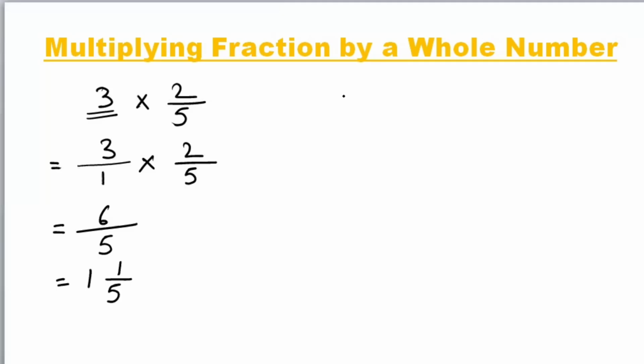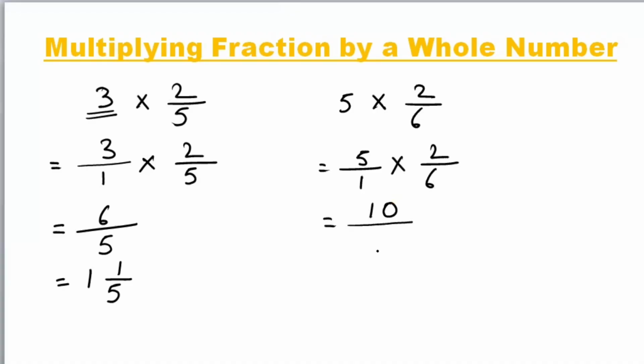Like another one, 5 multiply with 2 over 6. Here 5 is also a whole number. It means we have to change this 5 into a fraction. We simply put 1 in the denominator place. Then multiply with 2 over 6. 5 times 2 will be 10. 6 times 1 will be 6.